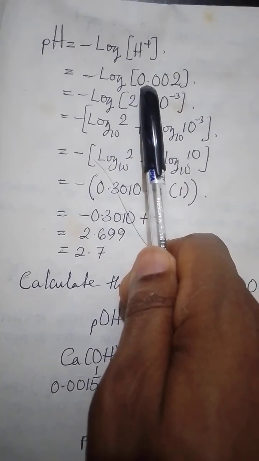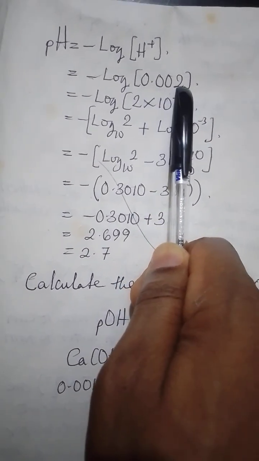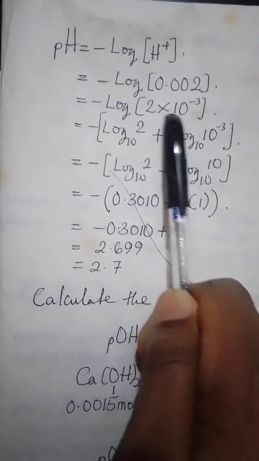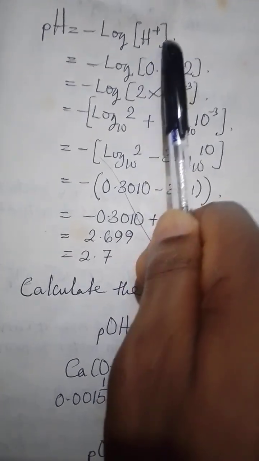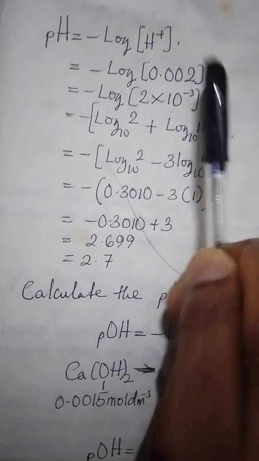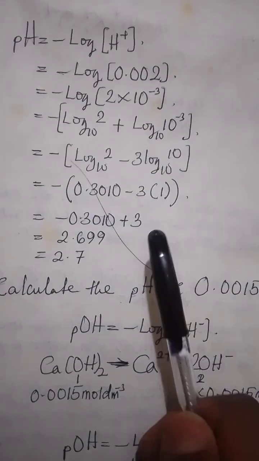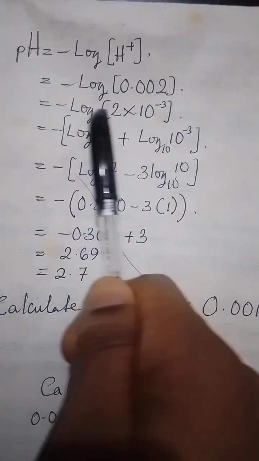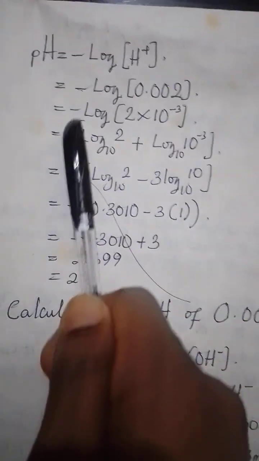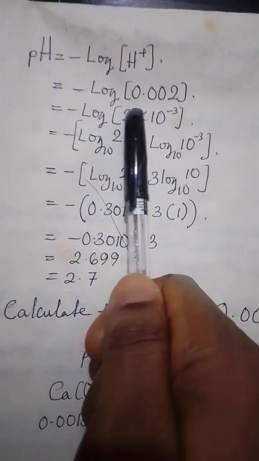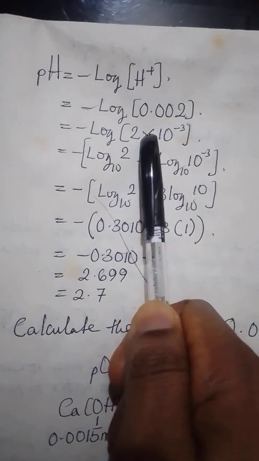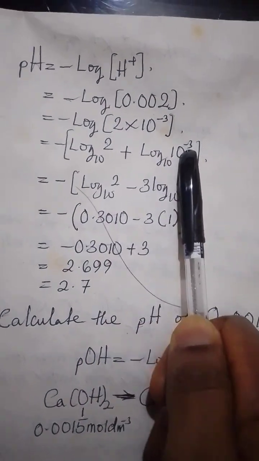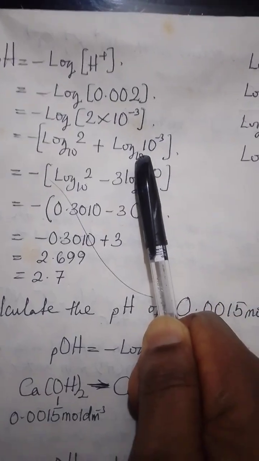Now, you will convert 0.002 to standard form. That is 2 times 10 raised to the power minus 3, that's minus 1, minus 2, minus 3, since you are coming from your left. So applying the law of logarithm now, leaving the minus sign outside, that will be log 2 base 10 plus log 10 raised to the power minus 3 base 10.